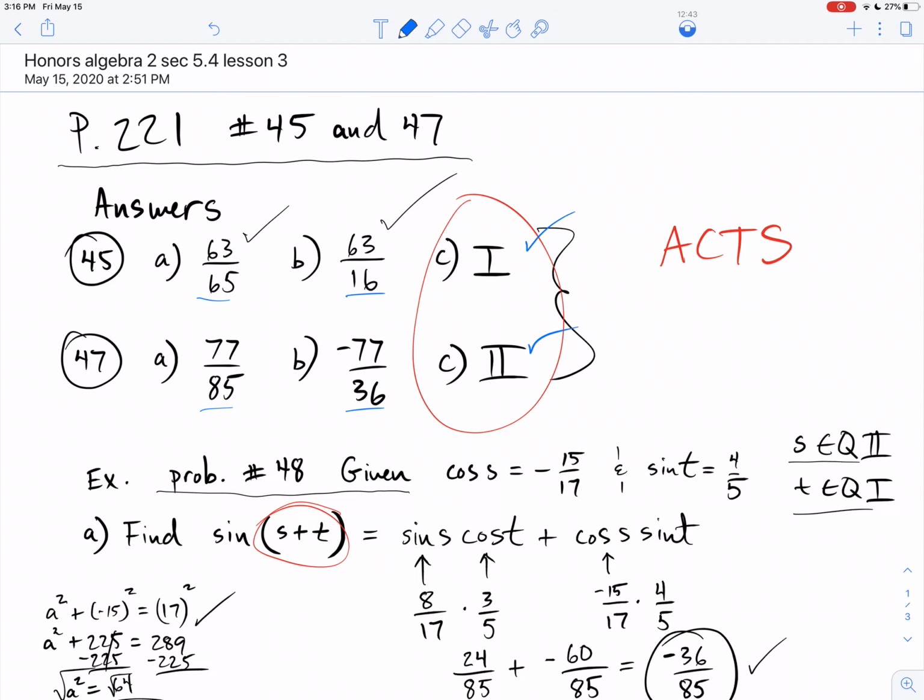All right, we only have one more lesson to go for section 5.4. It has to do with identities, but what you are going to find is the identities are not that bad. Let me give you a couple examples in the next lesson, and I'm sure you'll agree.